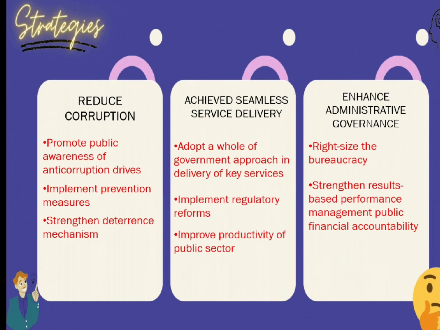For strategies, in order to achieve the goal, the government should reduce corruption by promoting public awareness of anti-corruption drives, implement prevention measures, and strengthen deterrence mechanism. Deterrence means di na ulit-ulitin ang crime. Kung may nag-corrupt, dapat may sanctions or punishment. Then achieve seamless service delivery.